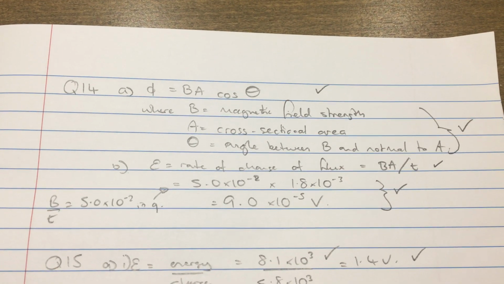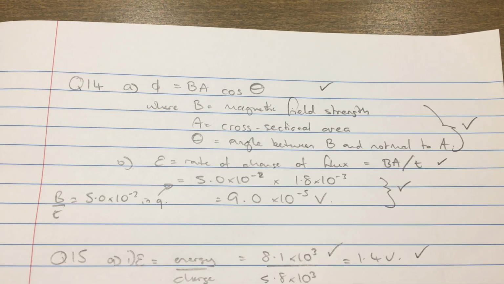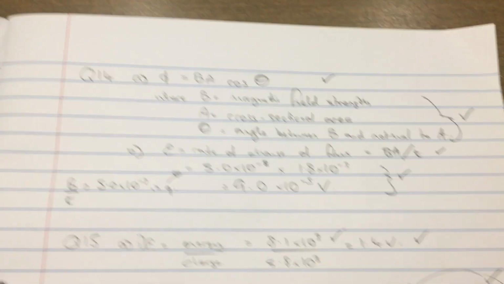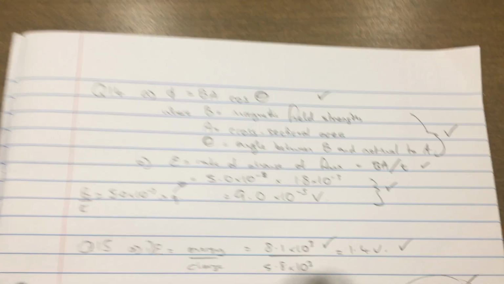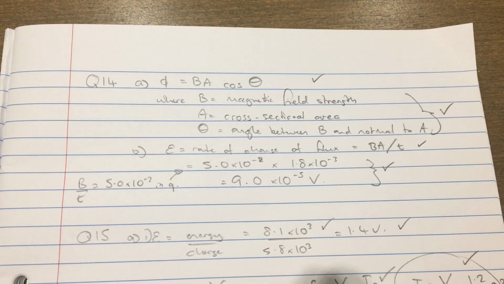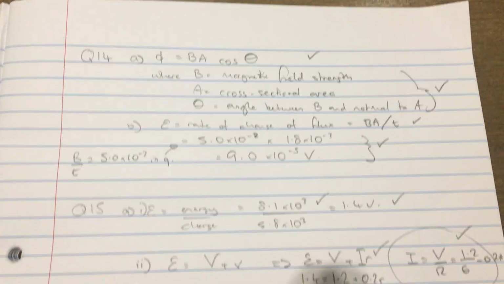So I've said 1 mark for the first statement, rate of change of flux, and another mark for a calculation that leads to 9. I guess if you've got 9 times 10 to the minus 5, you've got both marks.